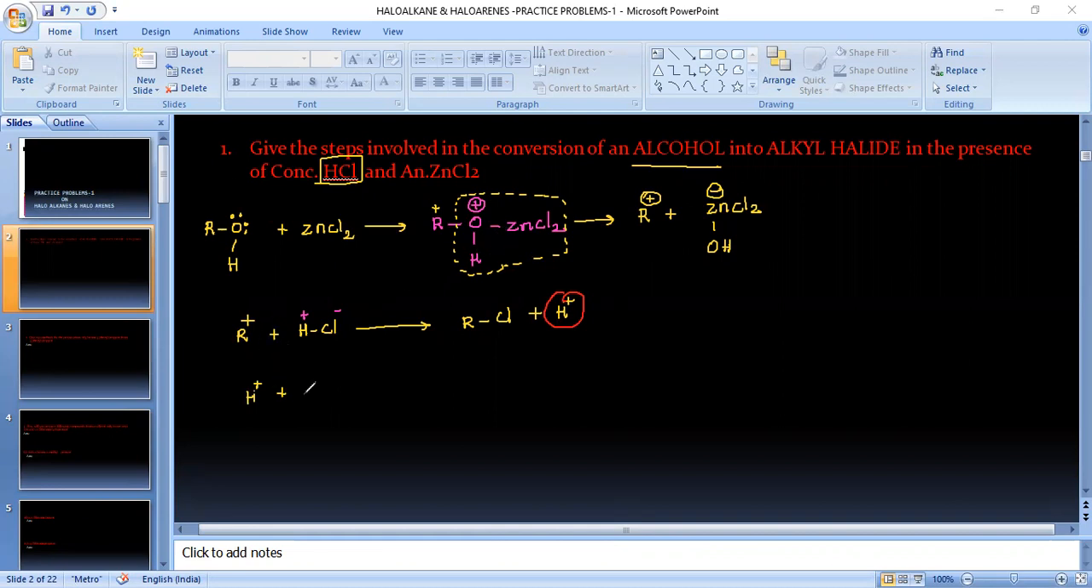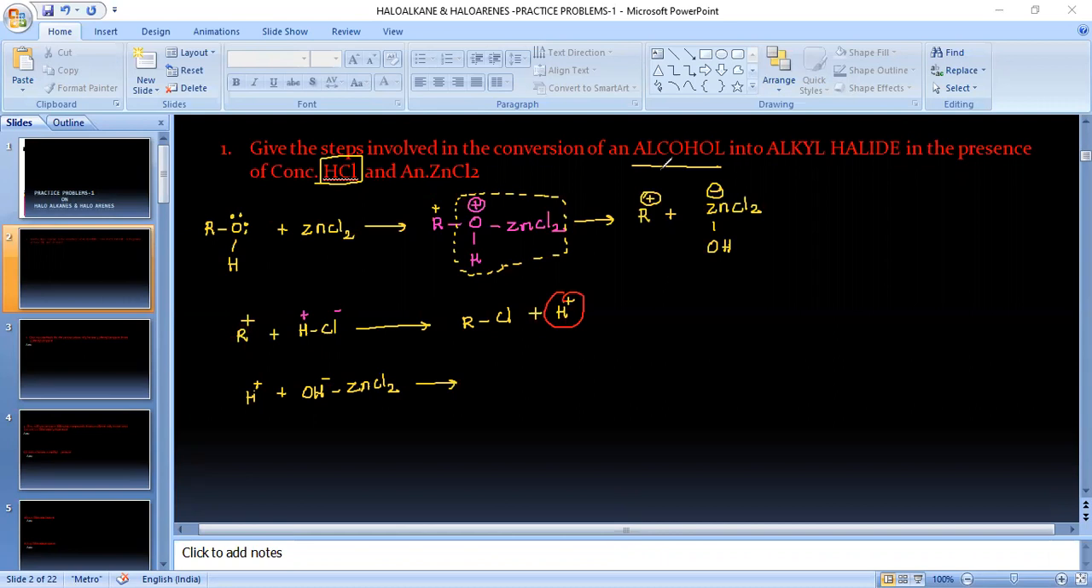OH minus and ZnCl2, we can simply write like this. Then finally it gives, with loss of what?